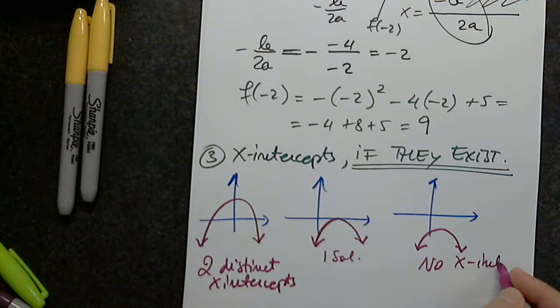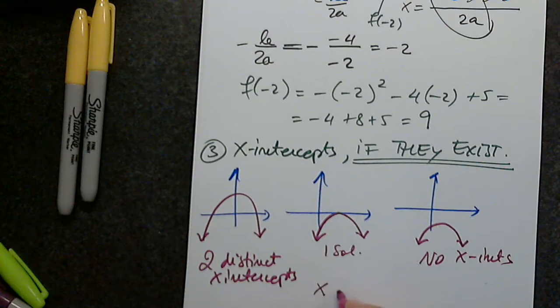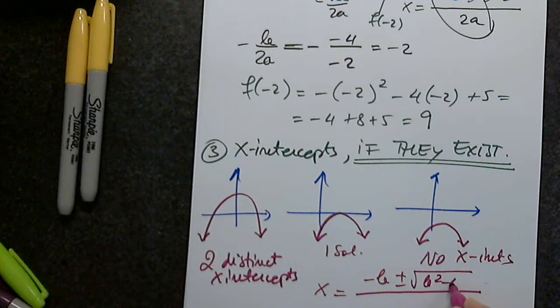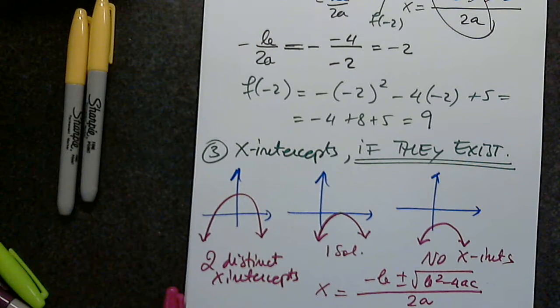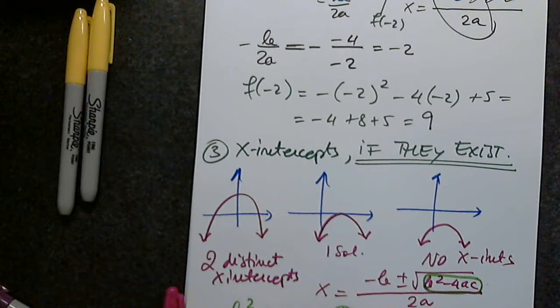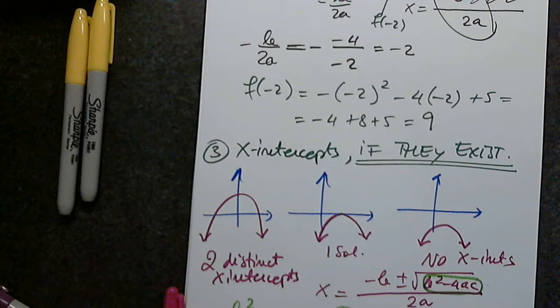No x-intercepts. So now from the quadratic formula, negative b plus or minus the square root of b squared minus 4ac over 2a. This quantity, we have not talked about it before because I waited till today to talk about it, because this is when it's important. This piece, just this piece, not the square root, b squared minus 4ac is called the discriminant.